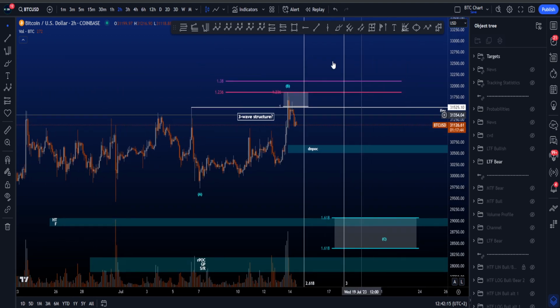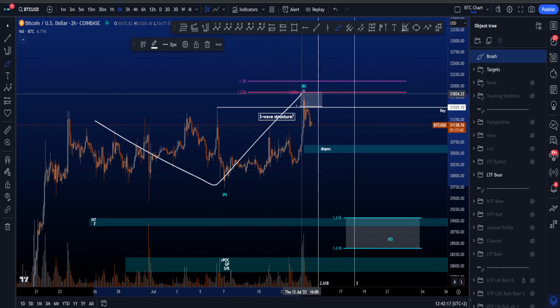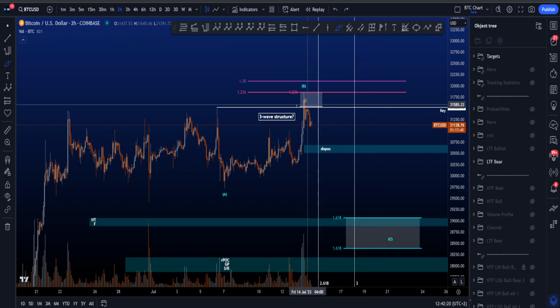Now in this scenario, we are looking for an expanding flat, which is a 3, 3 and then a 5 wave move to the downside, meaning that this move to the downside has to be an impulsive structure. So it has to be short, it has to be quick, it has to be impulsive.